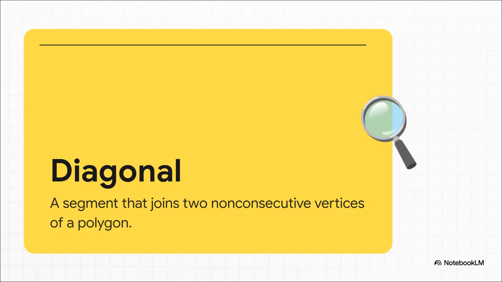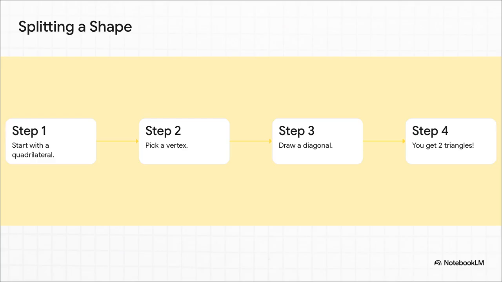And the tool we're going to use to crack this code is called a diagonal. Now, a diagonal is a line that connects 2 corners, or vertices, that aren't right next to each other. This one little line, it's the key to everything. All right, let's try it out. We'll start with a basic 4-sided shape, a quadrilateral. Now, if we just pick one corner and draw the only diagonal we can, boom. Just like that, we've split it into 2 triangles. So a quadrilateral, it turns out, is really just 2 triangles in disguise.